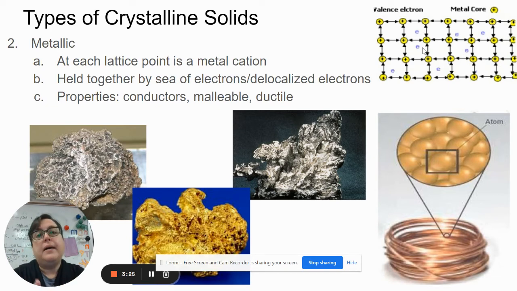So that's why metallic solids are not brittle, but they are malleable, so we can bend them and shape them, and they're ductile, so we can pull them into a wire. They also conduct electricity as a solid. Ionic does not conduct as a solid, just the metal solids, and that's because of those free-moving electrons.